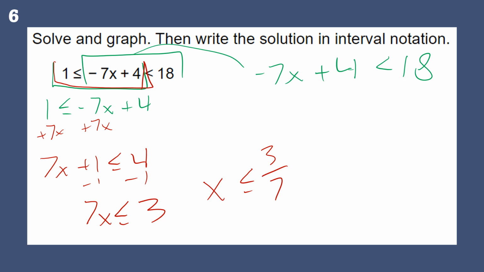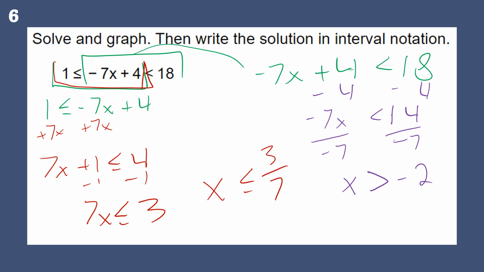Now that's a fraction, but the whole time I didn't have a fraction, my answer is going to be a fraction, and that's okay. Now on the flip side, if we go over here and we try to get this one, you're going to notice it's a little bit different process because we already have that part right there. Now when we divide by negative 7, we end up with x is greater than negative 2. So at this point we have these two things. We say that x is less than or equal to 3/7, and it's greater than or equal to negative 2.